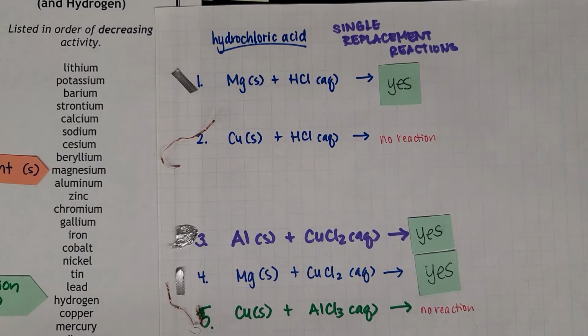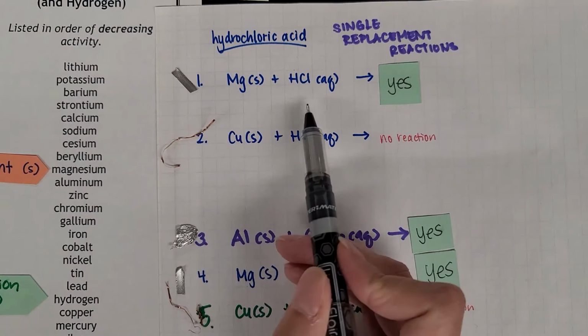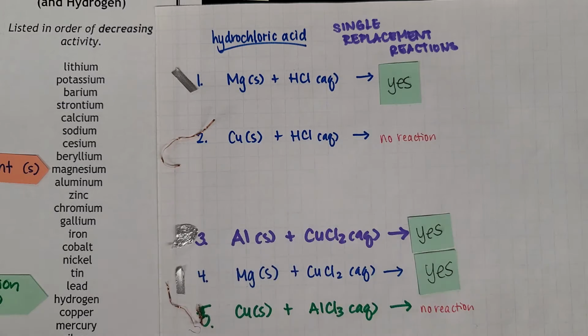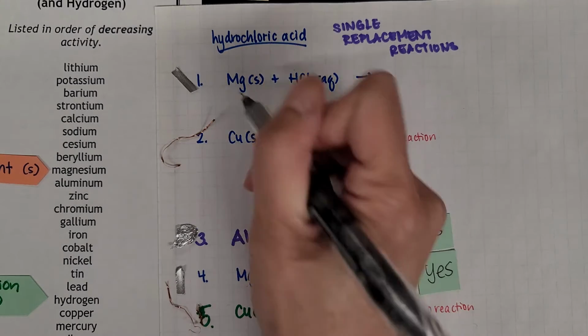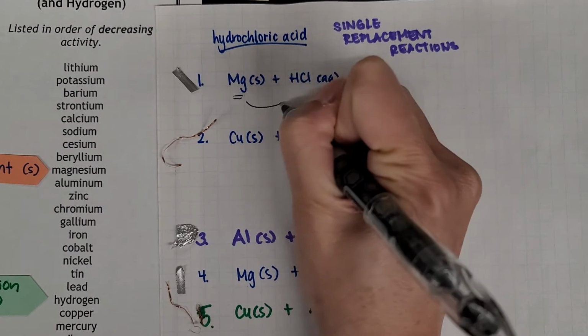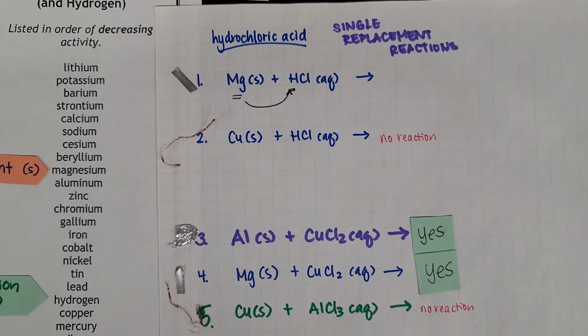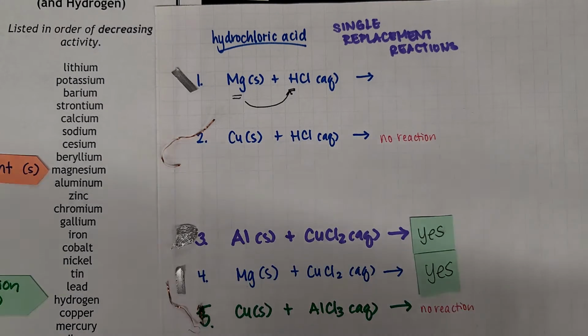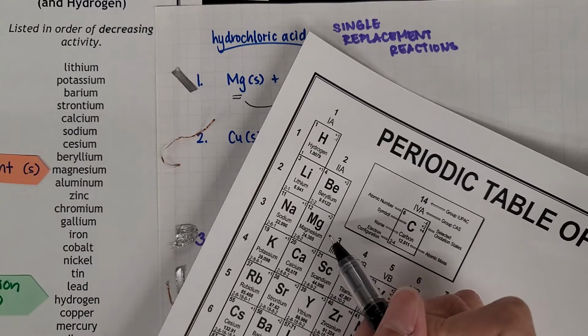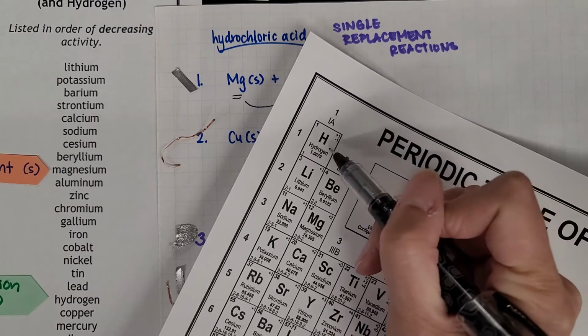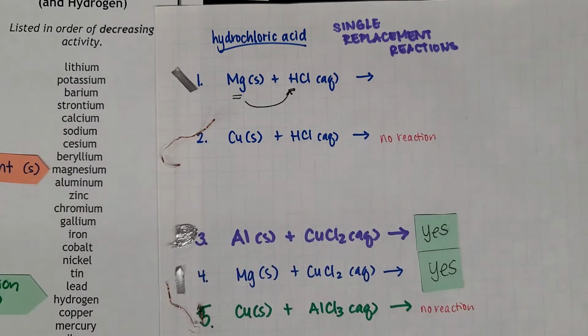Now I'll start with reaction number 1. So reaction number 1, we have magnesium with hydrochloric acid, and yes, we saw a reaction. We saw that it started to bubble. So what we would end up doing to solve these single replacement reactions is we would essentially switch places with what we call the cations. So if I'm looking at the periodic table, magnesium has a charge of +2, hydrogen has a charge of +1.